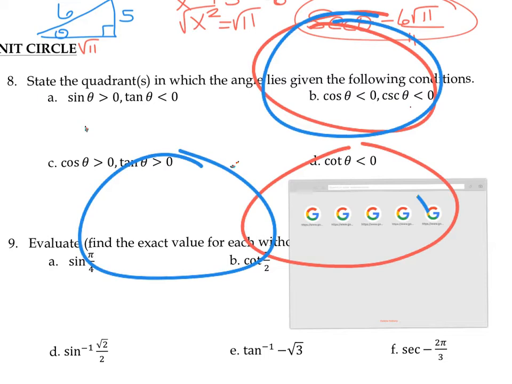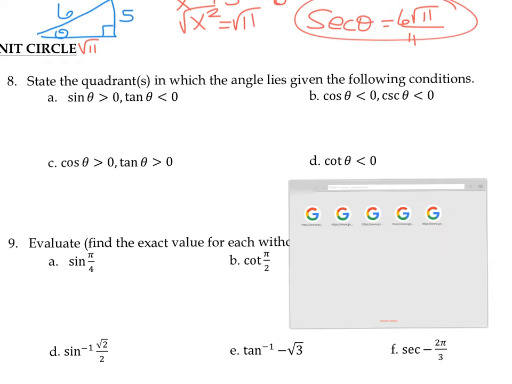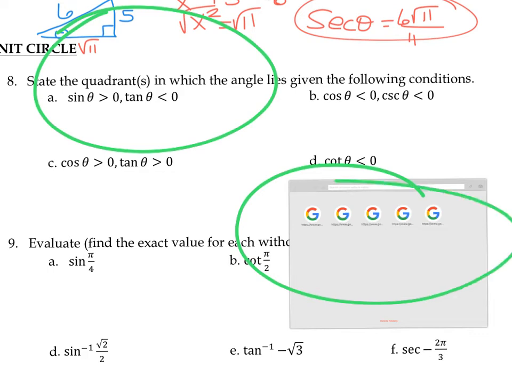And last one, cotangent is negative. When cotangent's negative, that's when tangent's negative. And tangent's negative when either x is negative or y is negative. So that's here or here. So that's quadrant 2 or 4. Okay?